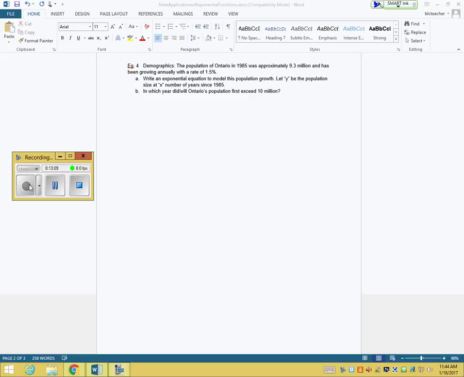So part A says write an exponential equation to show or model this population growth, where y is the population size. We have a starting amount of 9.3 million, which I'm going to simplify by just writing 9.3 instead of 9,300,000, you know what I mean, lots of zeros. We're just going to avoid that. So we got 9.3 as our starting population.